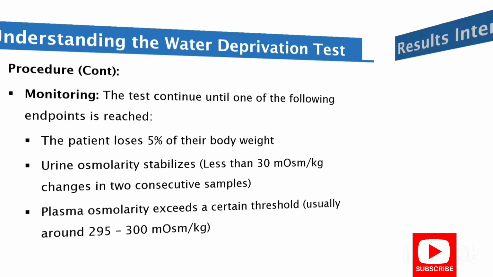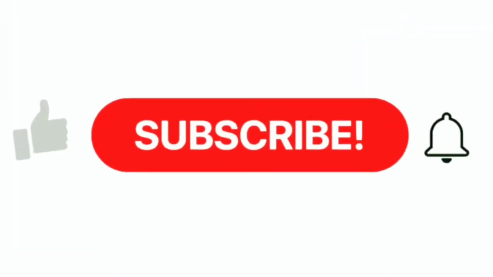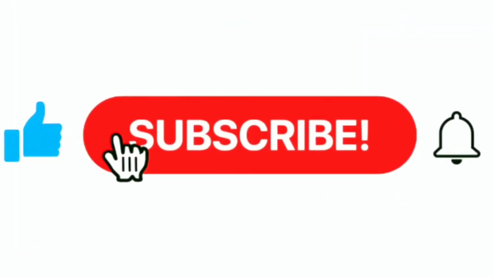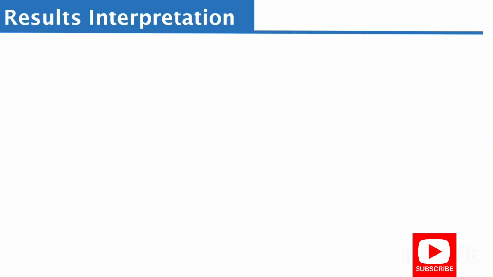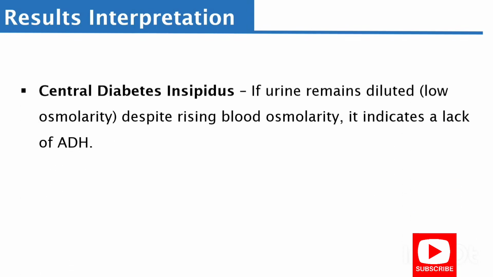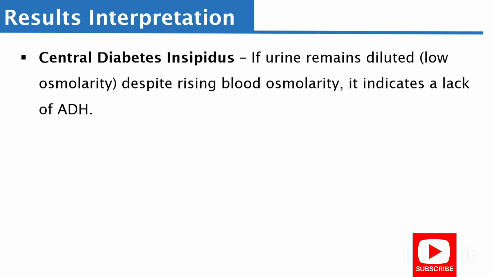Now, we are going to look at the results that we are going to get after the procedure and all of that. So let's look at the result. Remember we thought about three main types of diabetes insipidus. Number one is going to be central diabetes insipidus. How will you know that it is central diabetes insipidus?